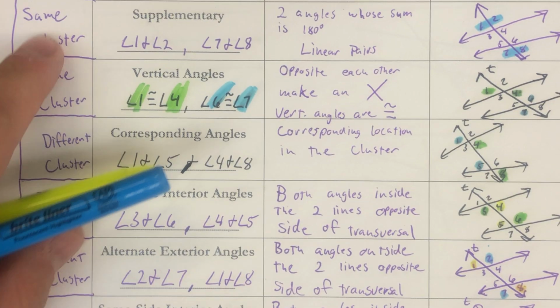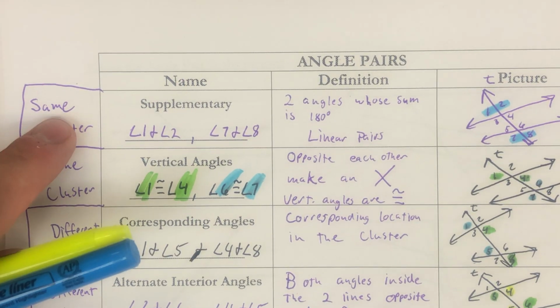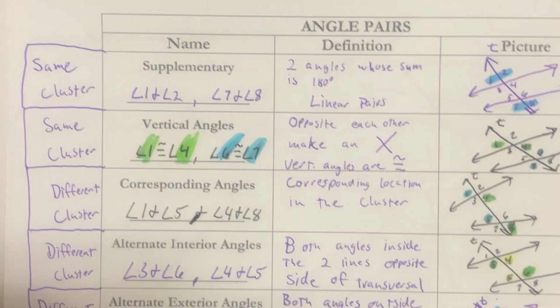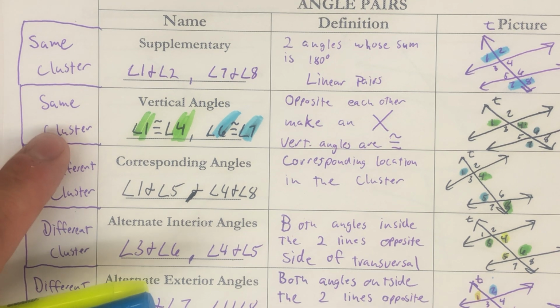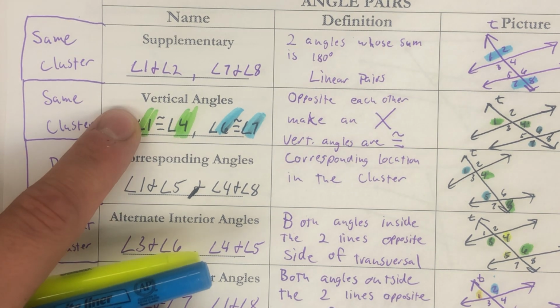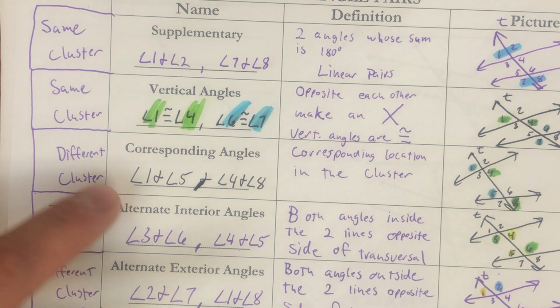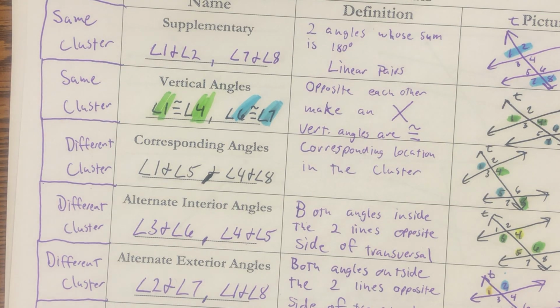Now, these terms need to be memorized. We need to memorize all these. We need to know supplementary, those are the linear pairs. We're going to need to know the same vertical angles, corresponding, alternate interior, alternate exterior, and same side interior.